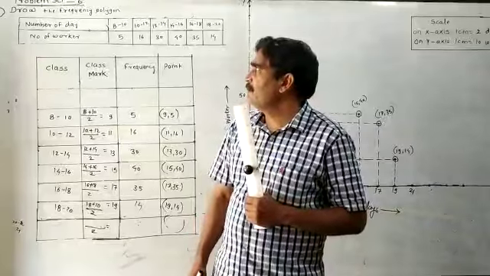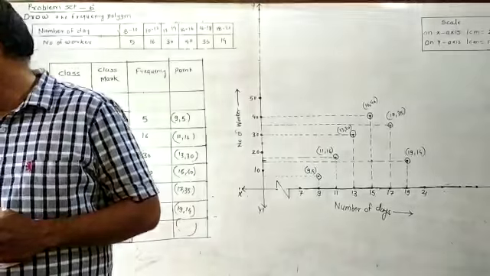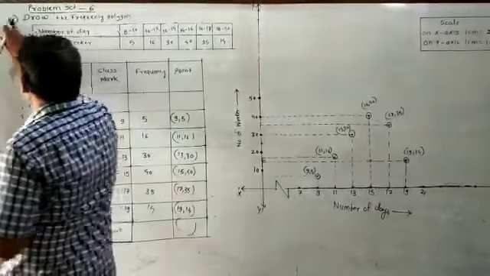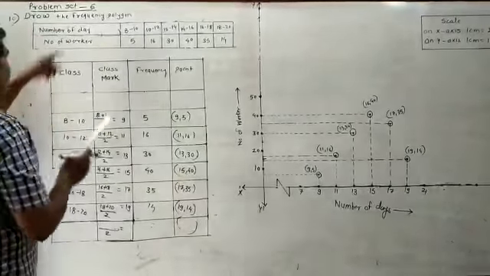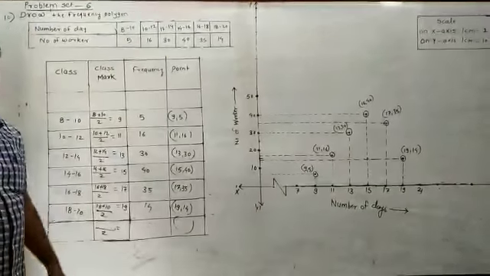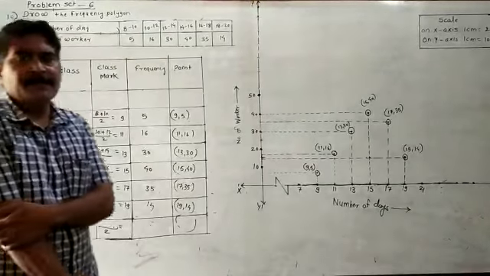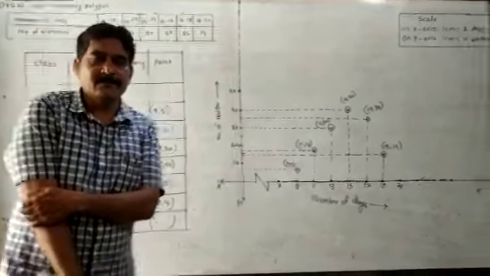You have to start with problem set 6 and example number 10. Example number 10, problem set 6, example number 10. Draw the frequency polygon for the given data. The data is given: different workers require different times for completion of the work.